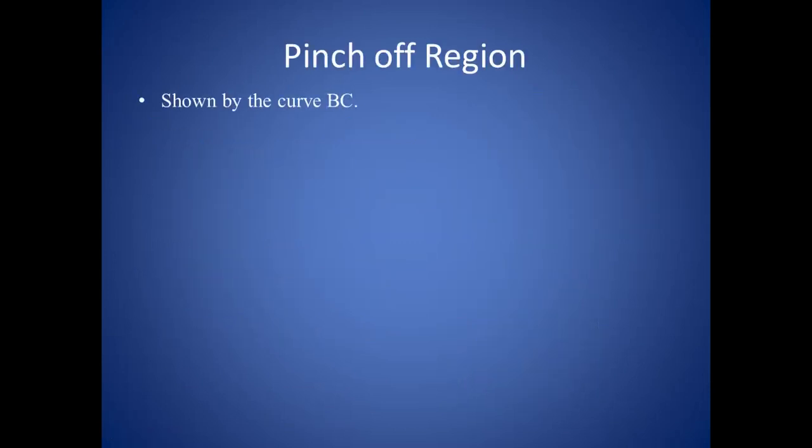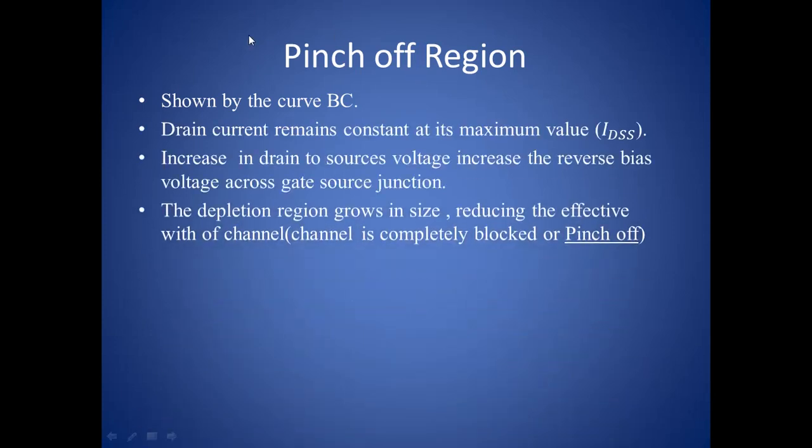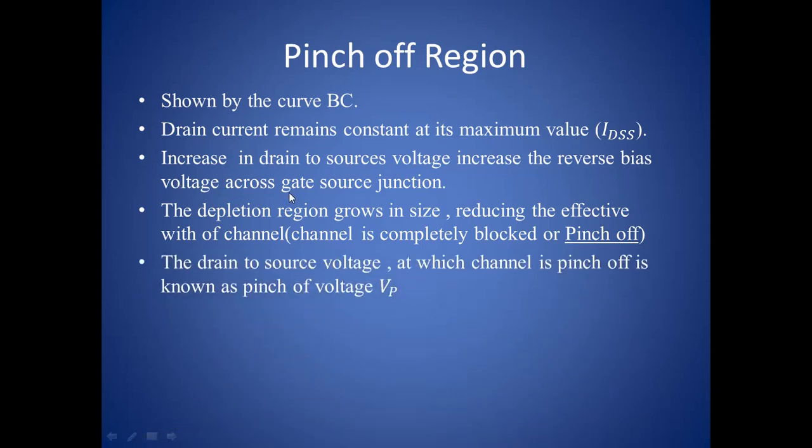Next one is the pinch off region. The pinch off region is shown by the curve BC. In the above graph, the drain current remains constant at its maximum value, that is IDSS. Increase in drain to source voltage increases the reverse bias voltage across the gate source junction. The depletion region grows in size, reducing the effective width of the channel. The drain to source voltage at which the channel is pinched off is known as the pinch off voltage VP.